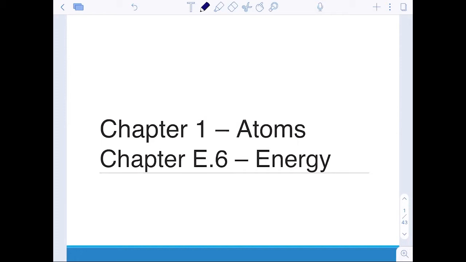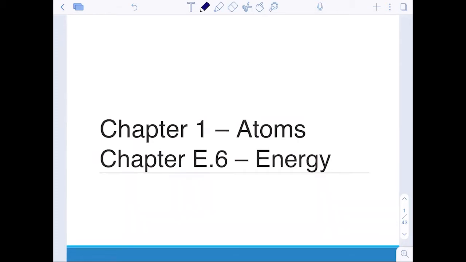We are going to end this chapter with a little bit from Chapter E, which is Section 6, based off of energy. Today our discussion will contain when we start to classify matter, what is matter. We can dive into a couple of definitions of atoms and molecules.